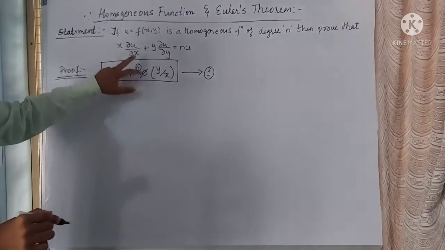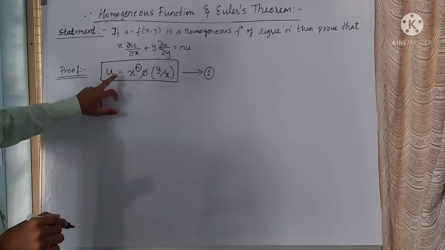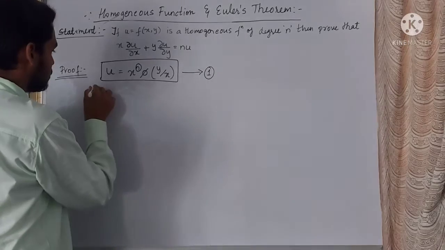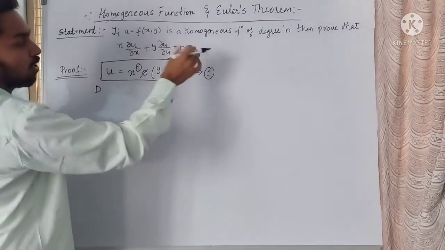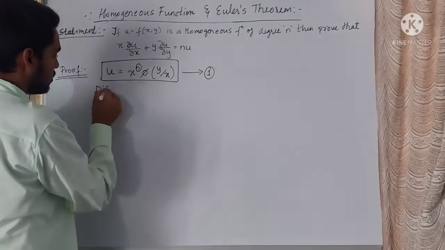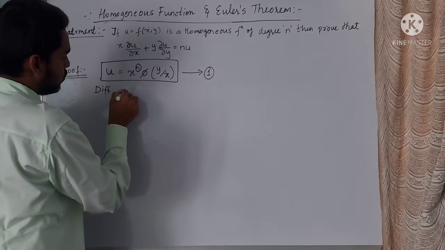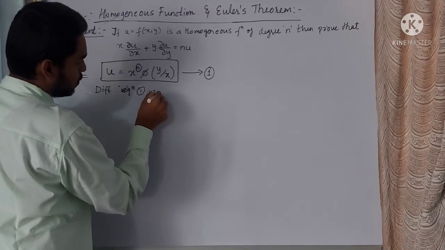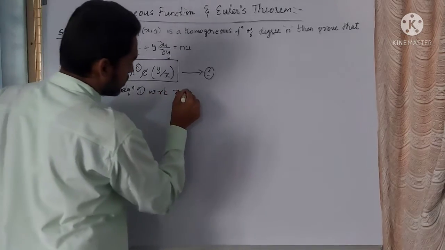So we need ∂u/∂x. What we are going to do? We are going to partially differentiate it with respect to x. So we are going to take the LHS and prove the RHS. So differentiate u, or equation 1, with respect to x partially.